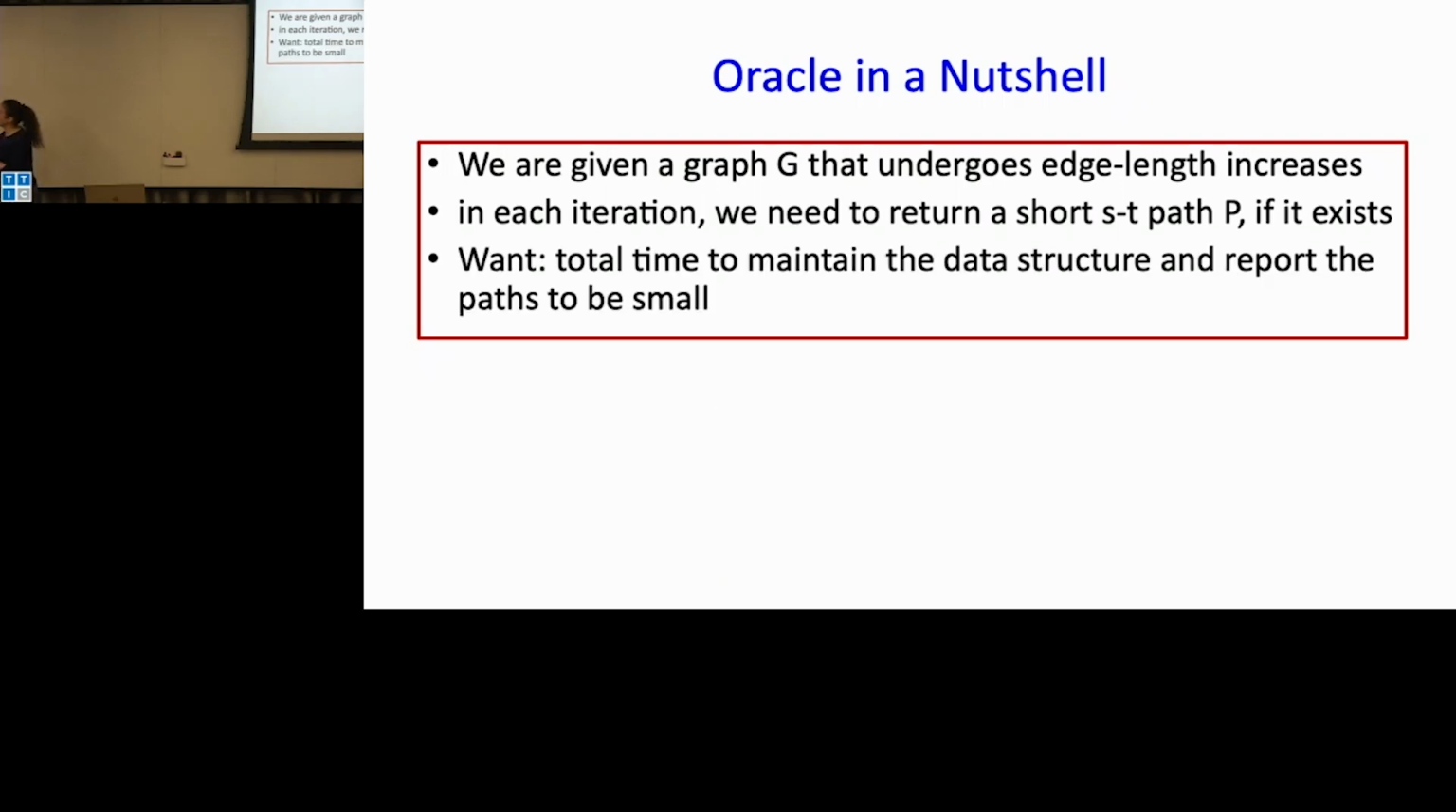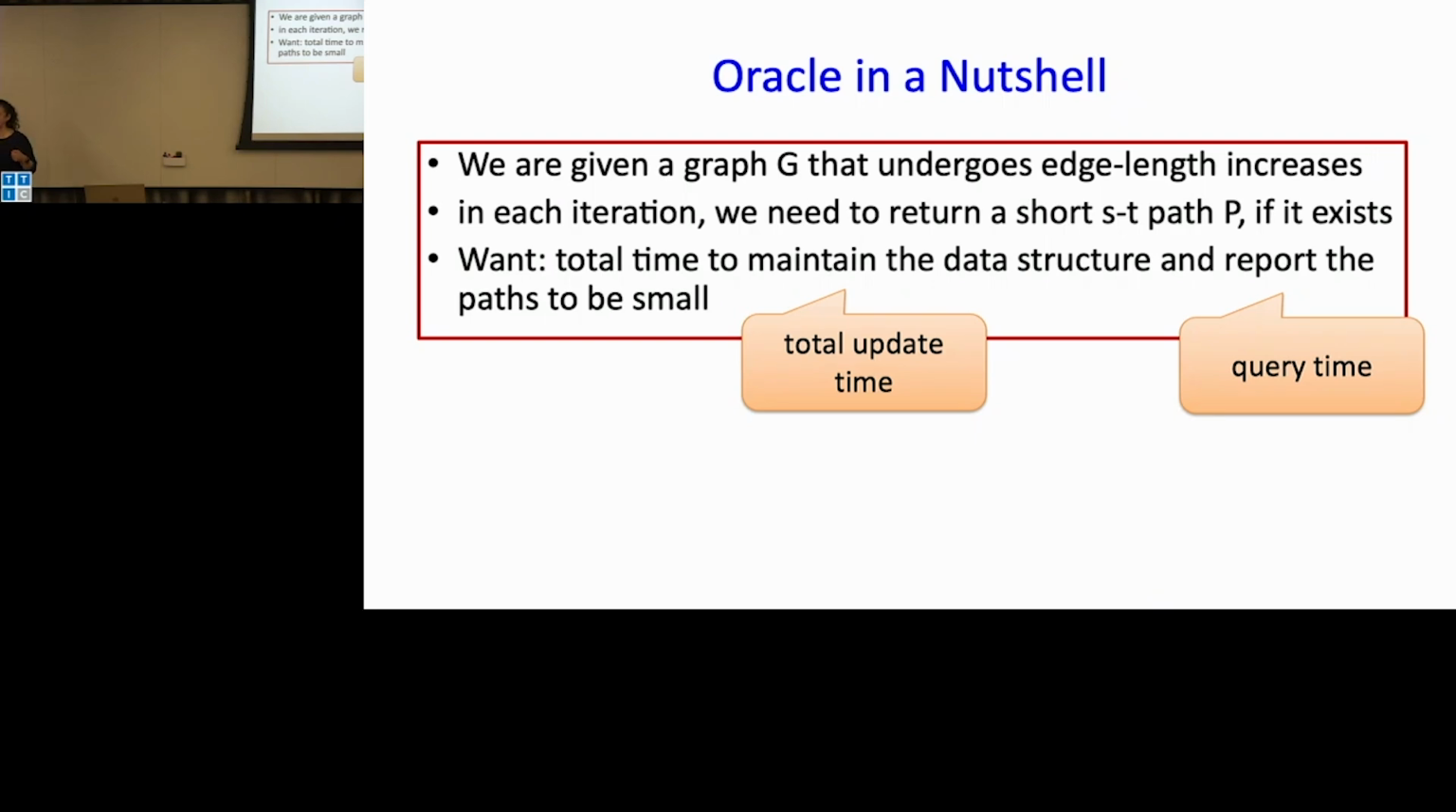So what we want is that the total running time of the algorithm should be short, and the total running time consists of 2 parts. First is the time that is required to maintain the data structures, and this is called total update time. And second, whenever the algorithm returns an ST path, I think of it as if it responds to a query. I ask it, give me an ST path, it gives me an ST path. And the time to respond to a query is called query time. So what I want is that the total update time, and the total time to respond to all queries, should be short.